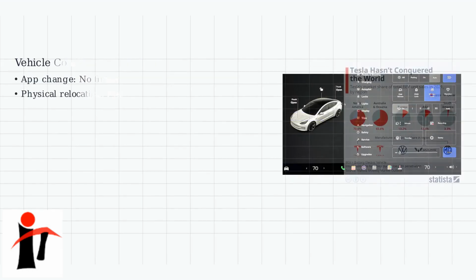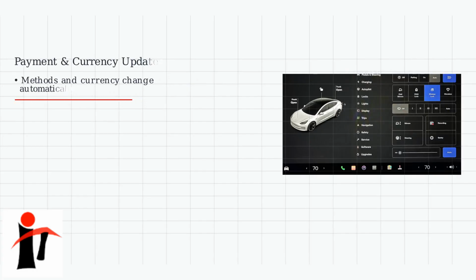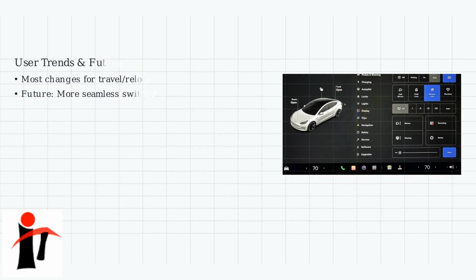While the app region change itself does not affect your vehicle's firmware or warranty, physically relocating your vehicle internationally may necessitate re-registration. Be aware that your payment methods and currency will also update with the region, which is important for purchasing accessories or upgrades. According to Tesla's 2024 user survey, most users who change regions do so due to travel or relocation. As Tesla continues its global expansion, expect even more seamless region switching capabilities in the future.